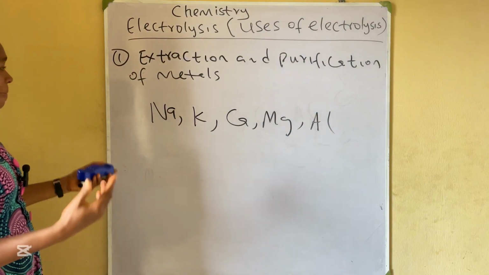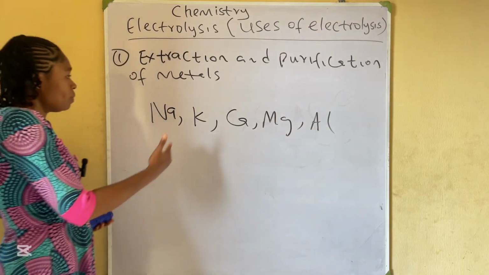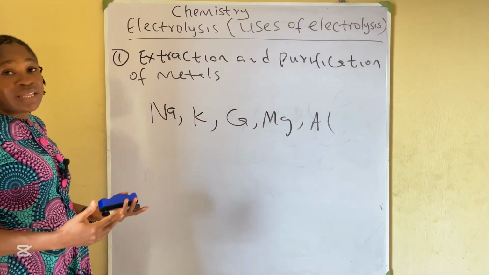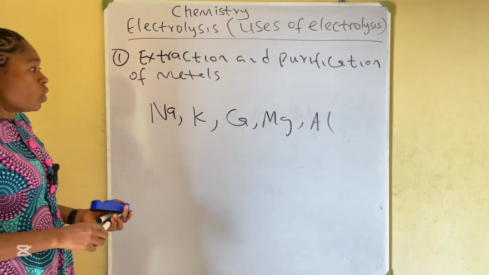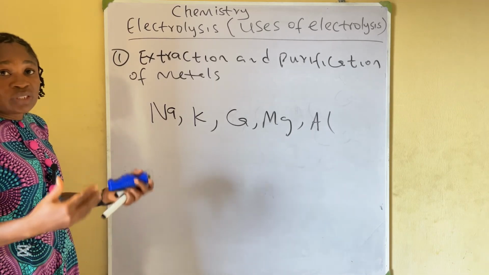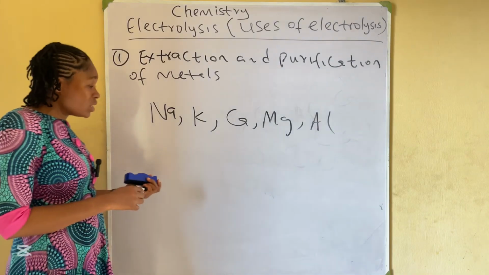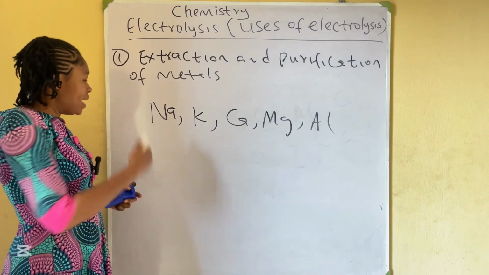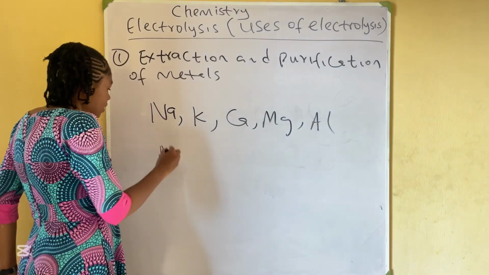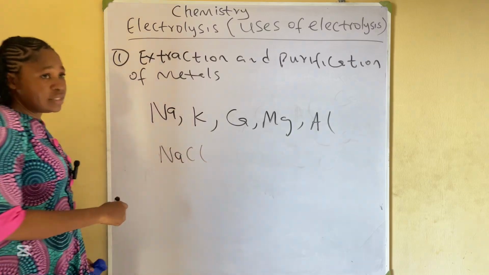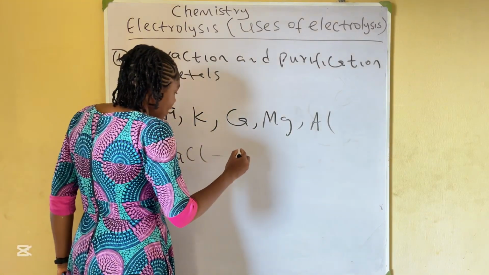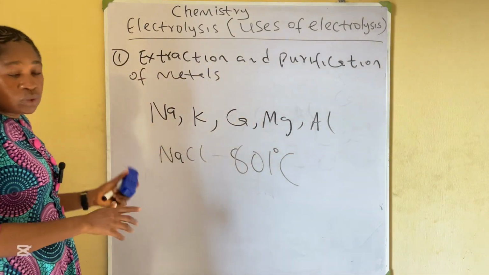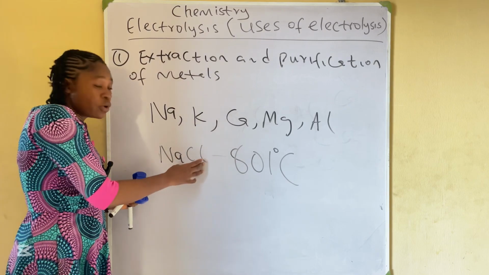Extraction and purification of metals. Highly electropositive metals like sodium, potassium, calcium, magnesium, aluminium occur as compounds in natural ores. So what is ore? Ore is a naturally occurring compound found in the earth. They need to be purified before extraction. For example, sodium is extracted by electrolysis of molten sodium chloride. When heated at a temperature of 801 degrees, it melts but does not decompose. It melts, and the ions become mobile.